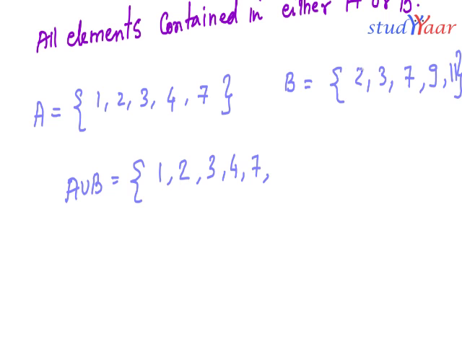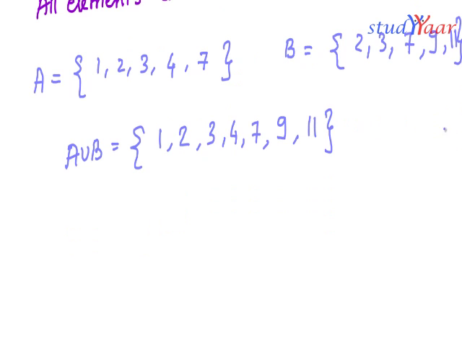Then from the elements of B, 2 is already present, so I am not going to add it. 3 is also already present, so I am not going to add it. 7 is already present, but 9 is not present, so I am going to add it in the union of A and B, and I am going to add 11. So what I am left with is the union of A and B. It contains all the elements which are part of either A or B. Your union is similar to the concept of OR.